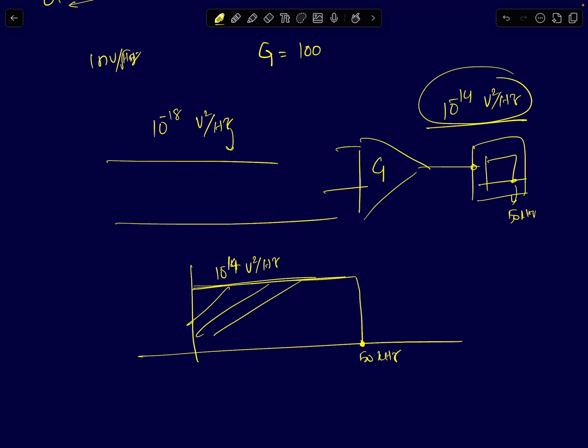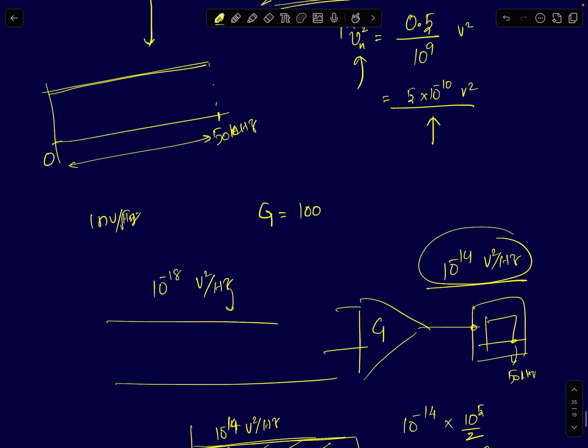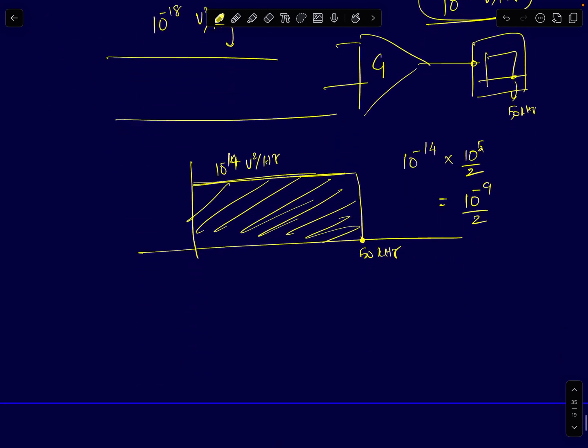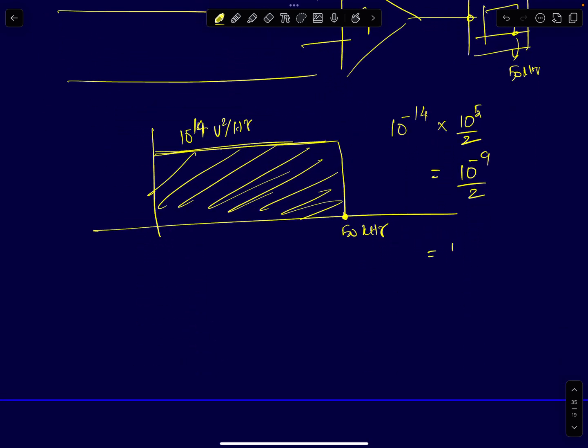Now the area under this curve will give me the overall noise power. So that will be 10 power minus 14 times 50 kilohertz, which can be written as 10 power 5 by 2. So this is 10 power minus 9 by 2, or 5 into 10 power minus 10.